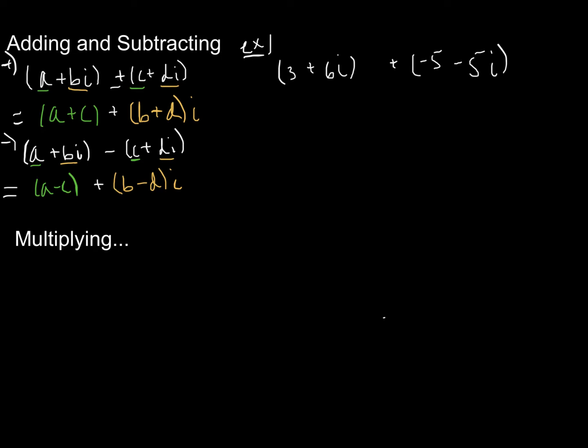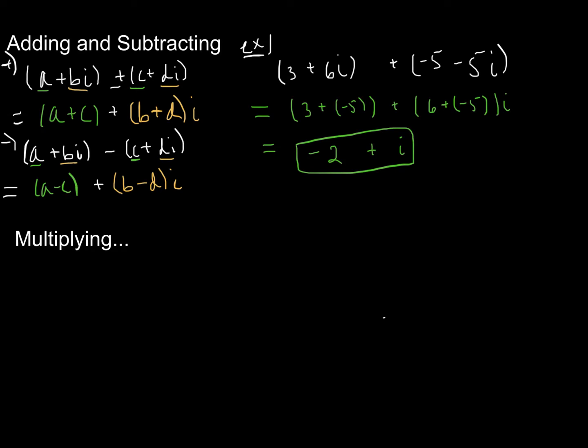All right, we want to add this complex number and this complex number. Go ahead and pause the video, try this on your own, and then press play to see the solution and check your work. All right, so I first add the two real parts, so 3 plus negative 5, that's negative 2. Then I add the two imaginary parts, 6 plus negative 5 is positive 1. Notice that positive 1 times i is just i, so I'm left with negative 2 plus i.